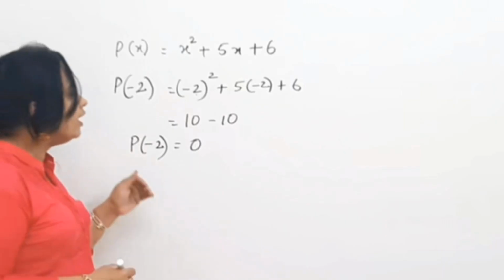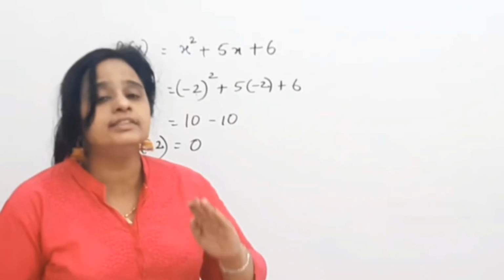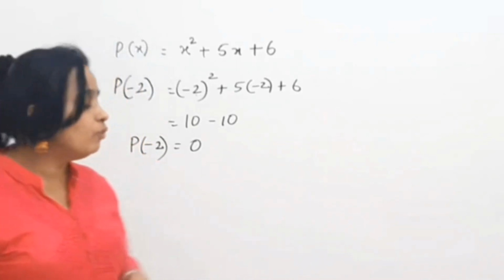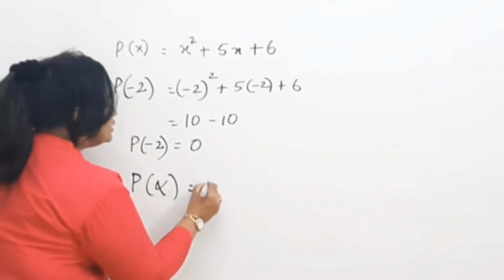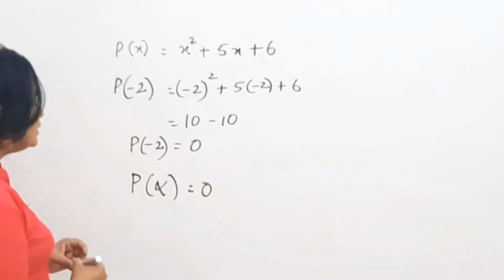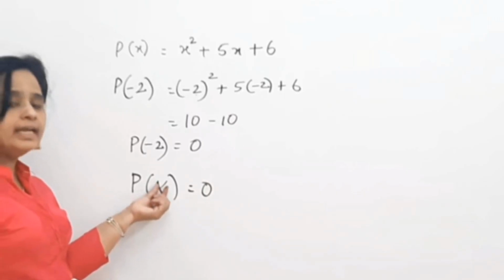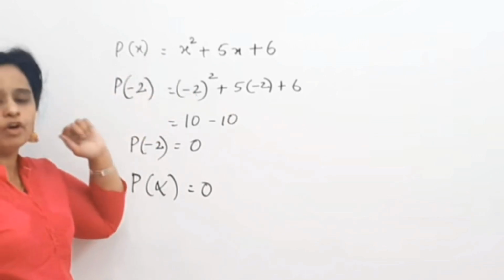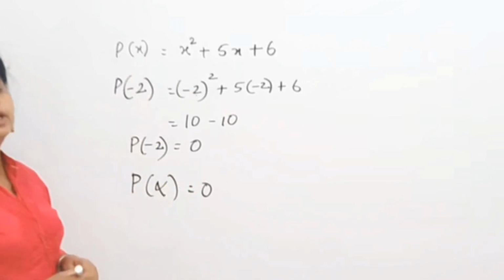It is defined as follows: a number alpha is said to be a 0 of a polynomial p of x if and only if p of alpha is equal to 0. So any real number alpha is said to be the 0 of the polynomial if and only if p of alpha is equal to 0.